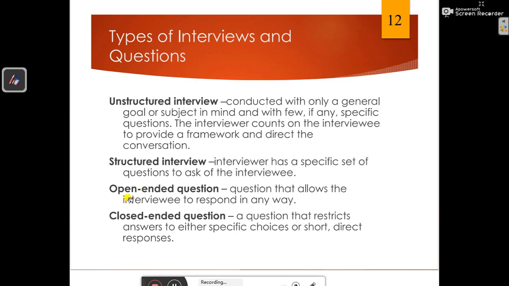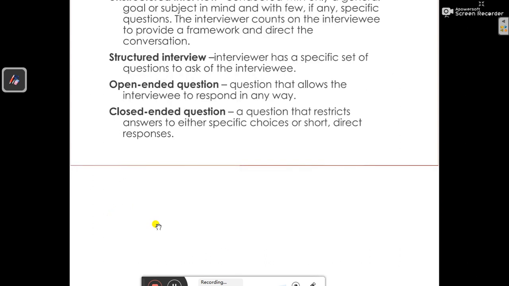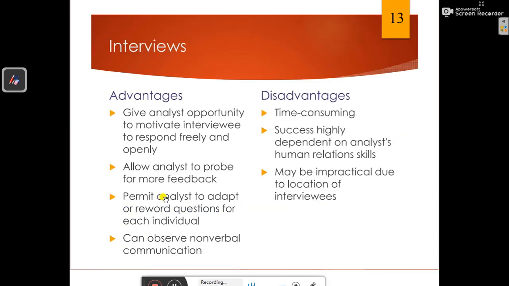And the third one is an open-ended question, which allows the interviewee to respond in any way. It means the interviewee can respond to that question in any different way that he or she wants. So that is an open-ended question. And the fourth one is a closed-ended question, a question that restricts the answer to specific choices or short, direct responses like yes or no or multiple choice type questions. Those are closed-ended questions. So there are disadvantages and advantages of interviews.